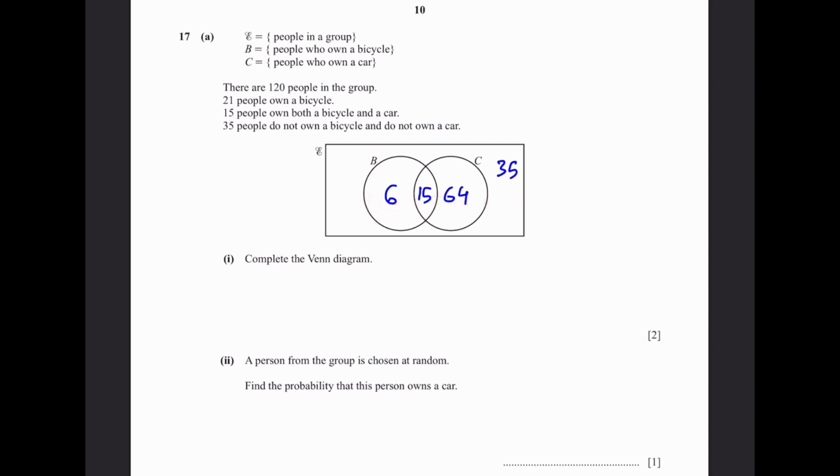2. A person from the group is chosen at random. Find probability that this person owns a car. So there's 64 plus 15 because 15 people own both. So 64 plus 15 divided by 120 because probability. So that's 79 by 120. That's the answer.